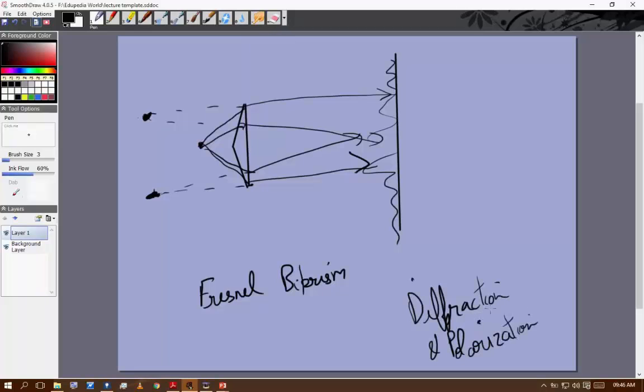And then we'll move on to geometrical optics, where we'll see the standard mirror and lens formulas which you've already seen.